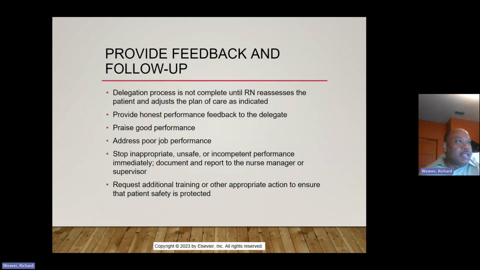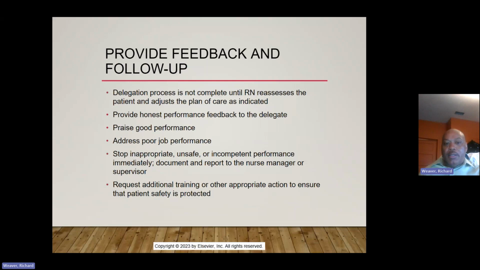All right. Now, the delegation process is not complete until the RN reassesses the patient and adjusts the plan of care as indicated. All right. As I mentioned earlier, we cannot delegate the task to someone, walk away from it, and not deal with it again. We have to reassess the patient, and of course, based on the assessment data that is collected, it might tell us that we need to adjust our plan of care because maybe something is not working, and we need to revise our plan. And this is what the nursing process is about, right?